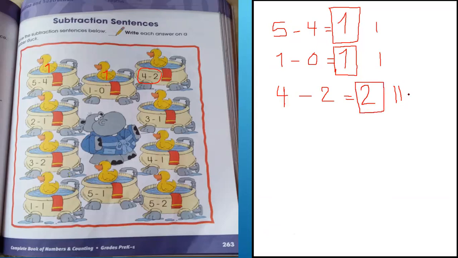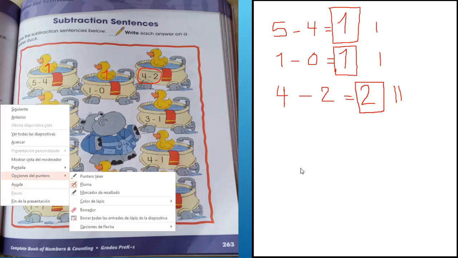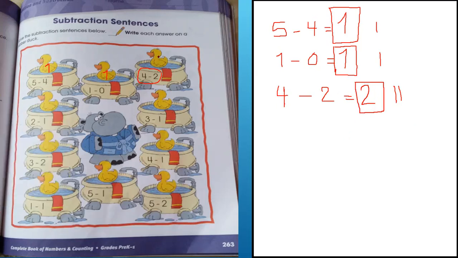Estamos haciendo restas con palitos, con rayitas. Primero hacemos el número de rayitas y luego las quitamos. Okay, because subtraction is about taking something away. Take numbers away. La subtracción es acerca de quitar números, quitar cosas. So let's continue with the next one. But first of all, write the answer over here on the rubber duck. 2 is the answer, right?